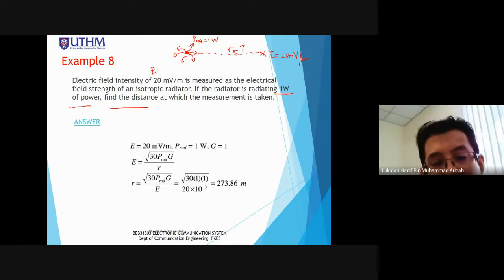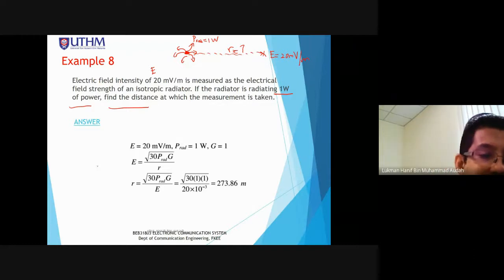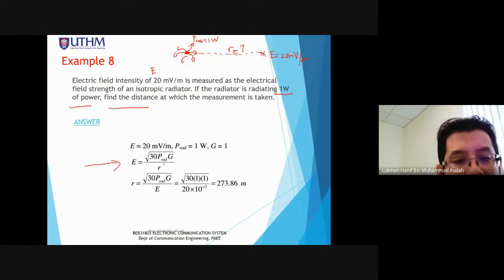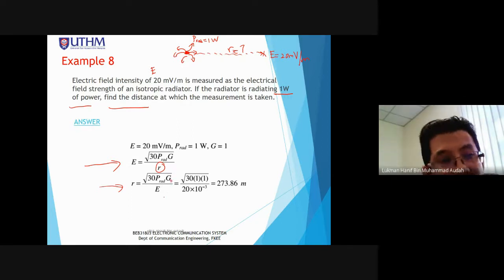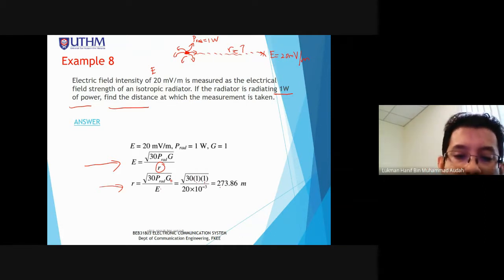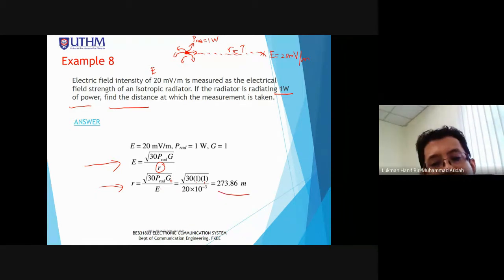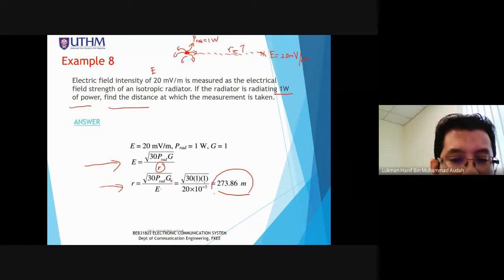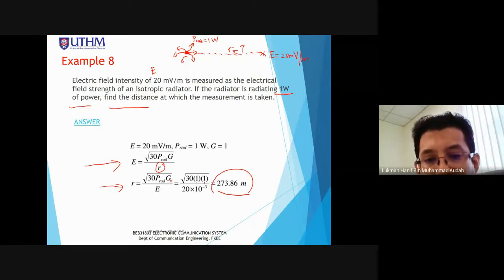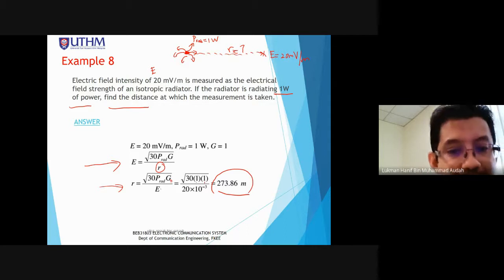So we can find the distance using the E-field equation. Kita boleh cari nilai R. So R is equal to square root of 30 times P radiation times GD. So ini sebenarnya adalah GD, directivity gain, divide with the E-field. So square root of 30 times 1 watt times 1 divide with the E-field. So kita akan dapat 273.86 meter. Jaraknya adalah 273.86 meter.